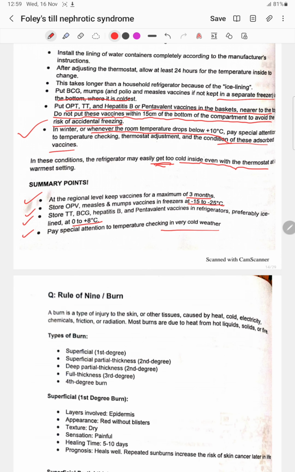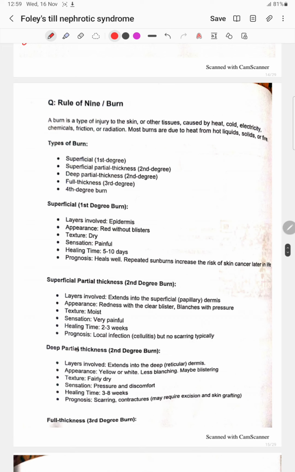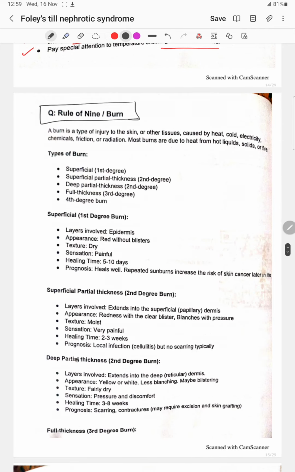Now, the next most important topic is the rule of nine, or the burn. A burn is a type of injury to the skin or other tissues caused by heat, cold, electricity, chemicals, friction, or radiation. Most burns are due to heat from hot liquids, solids, or fires.